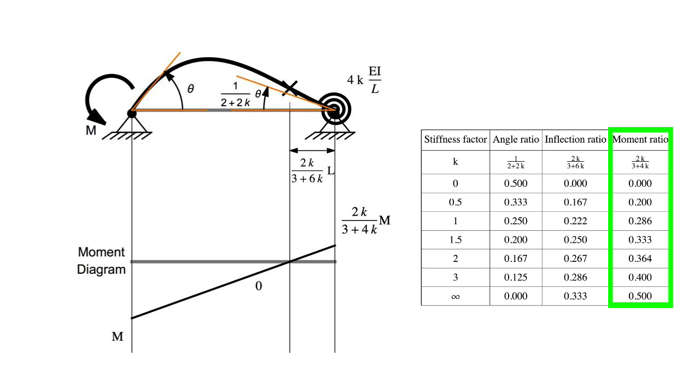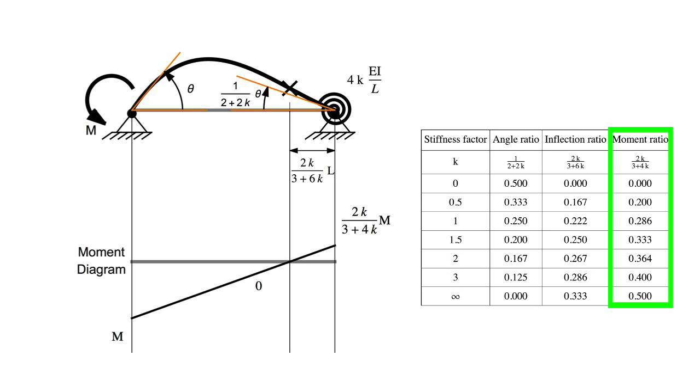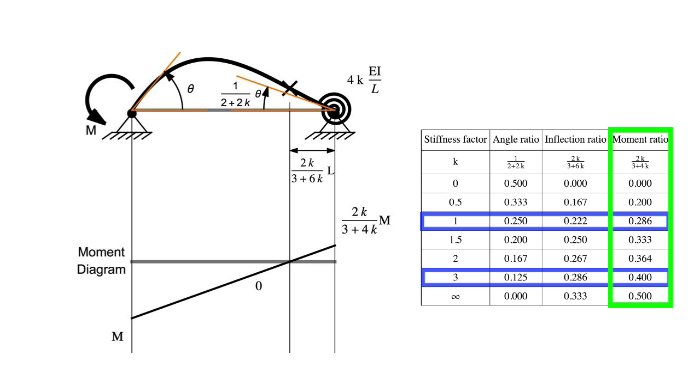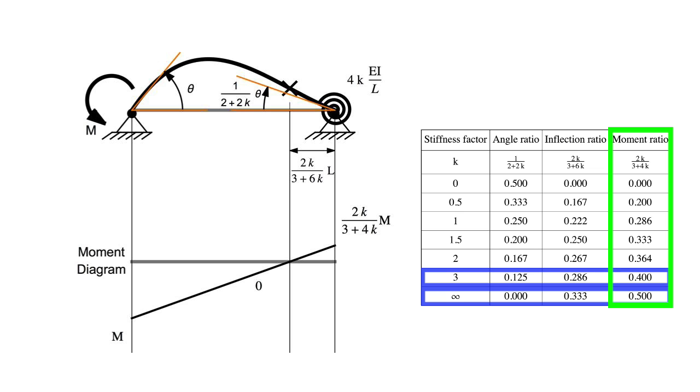So, for stiffness factors 0, 1, 2, 3, and infinity, we have 0, 29, 36, 40, and 50%, which is a slow variation with k when k is above 1. For example, the carryover factor increases by only about 38% after tripling the stiffness factor from 1 to 3, and still only changes by 25% when we increase the stiffness factor from 3 to infinity.